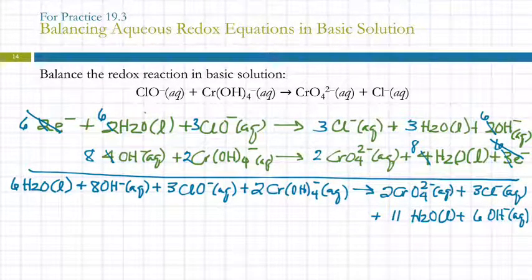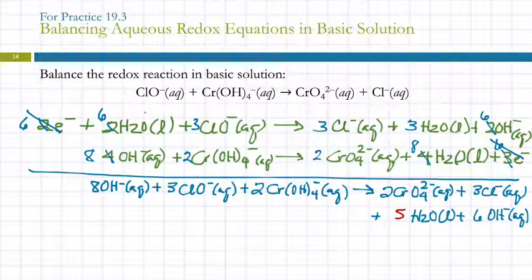Fits on the page. I have 6 water molecules here and 11 water molecules there. I could subtract 6 from both sides. So I'm going to subtract 6 from both sides. That's going to leave me with 5 over here and none over there. Okay with that?